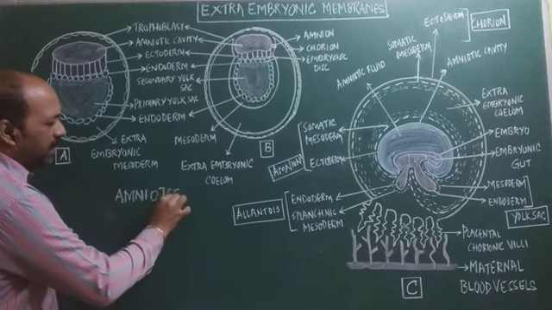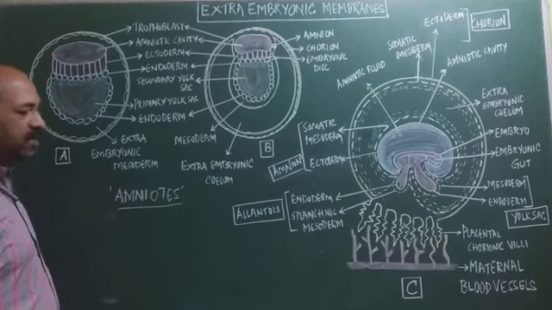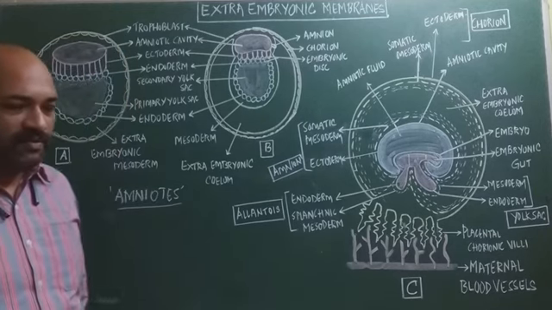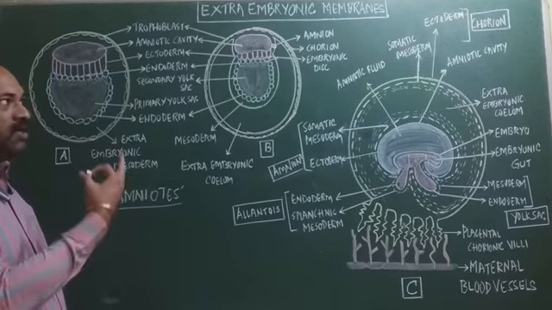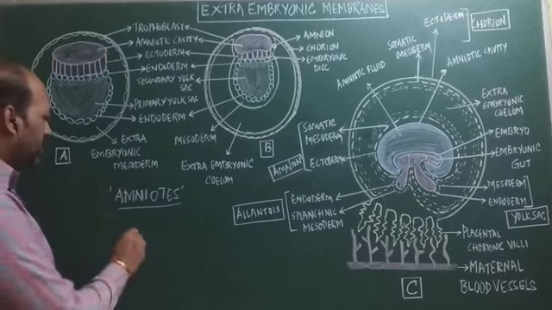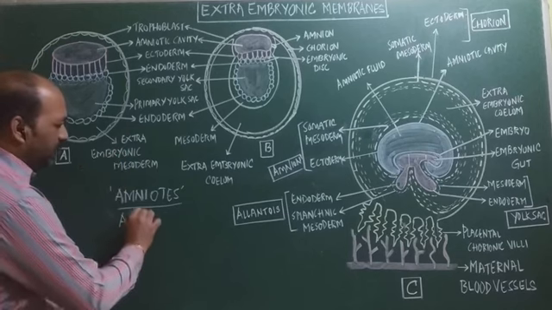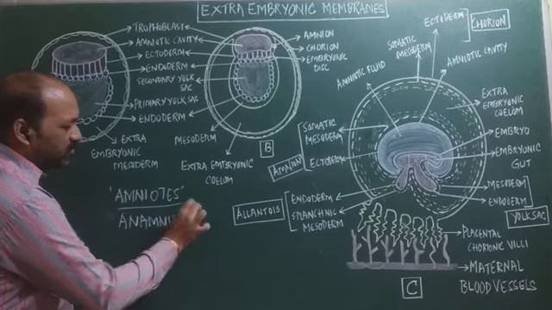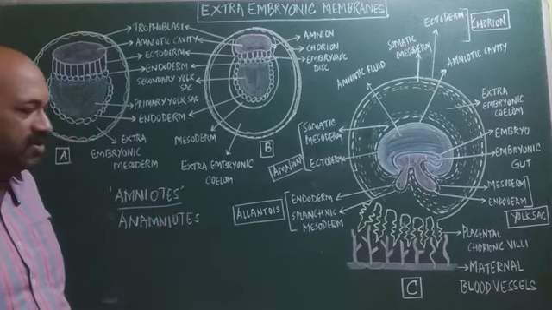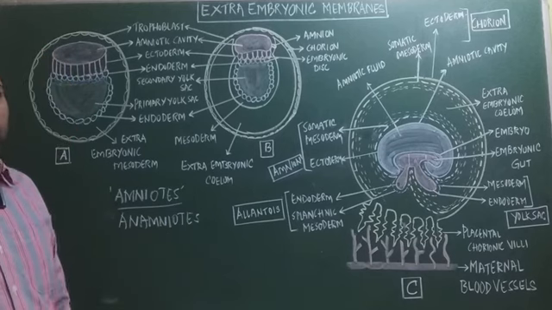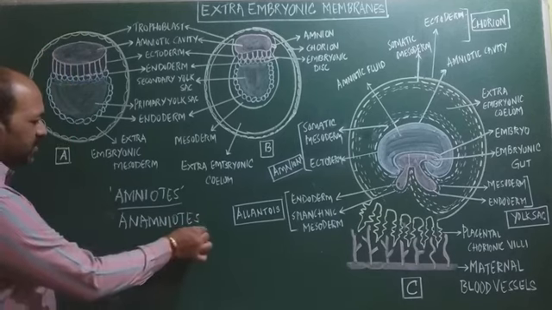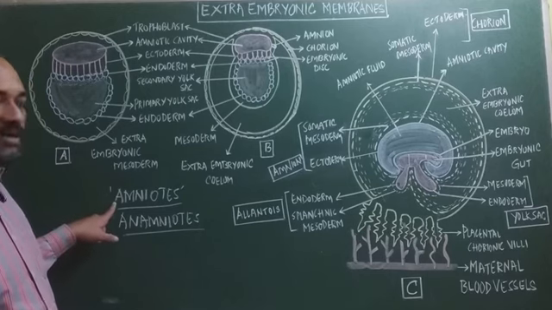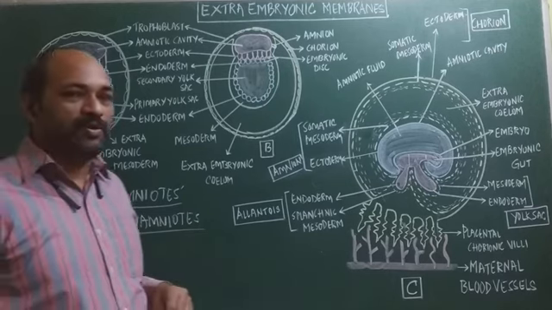The animals which have these extra embryonic membranes are called amniotes. And the classes of the phylum Chordata which do not contain these extra embryonic membranes are said to be anamniotes. Examples of anamniotes are two classes: one is the fishes or pisces, the other is the amphibians. They are said to be anamniotes, and reptiles, aves and mammals are said to be amniotes.